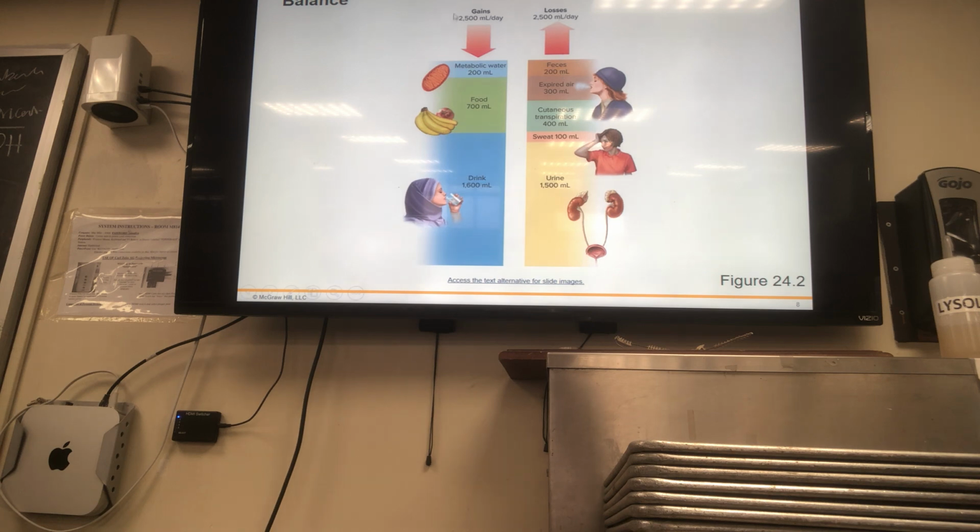Losses. So if we take in 2,500 milliliters a day, we must get it out also. The metabolic water that we take in, about 200 milliliters, is removed through feces. Of the 700 milliliters from food, 300 is going to be expired as expired air, and 400 are going to be transpired through the cutaneous layer. And of the 1,600 milliliters of water that we drink every day, 1,500 milliliters are going to be excreted through urine, and your sweat is going to rid the body of 100 milliliters of that 1,600 milliliters that you have taken.